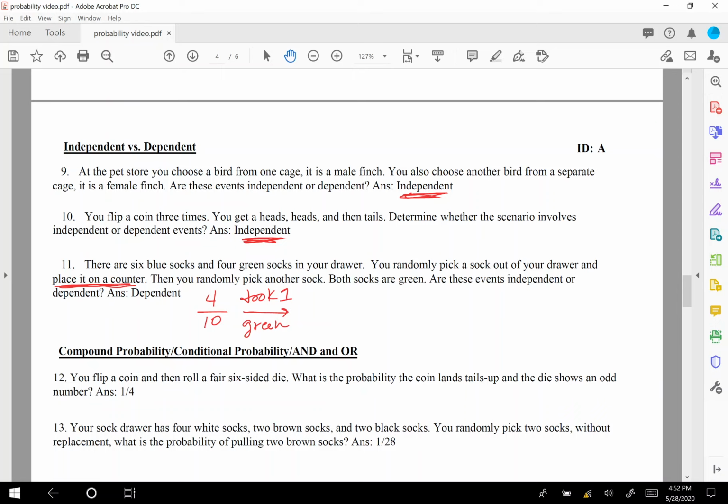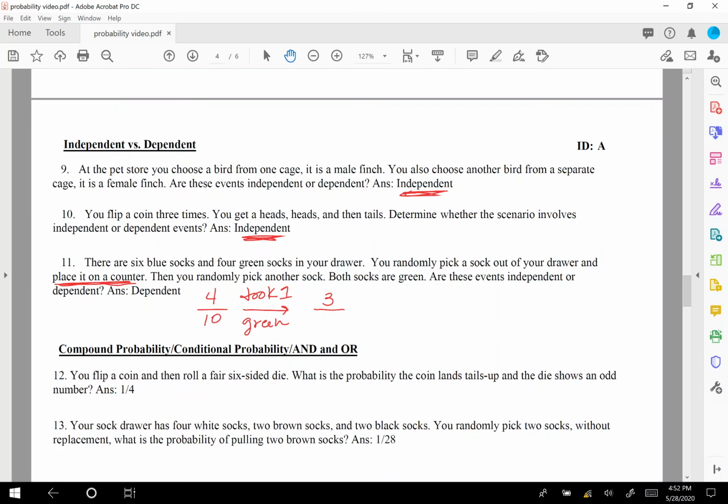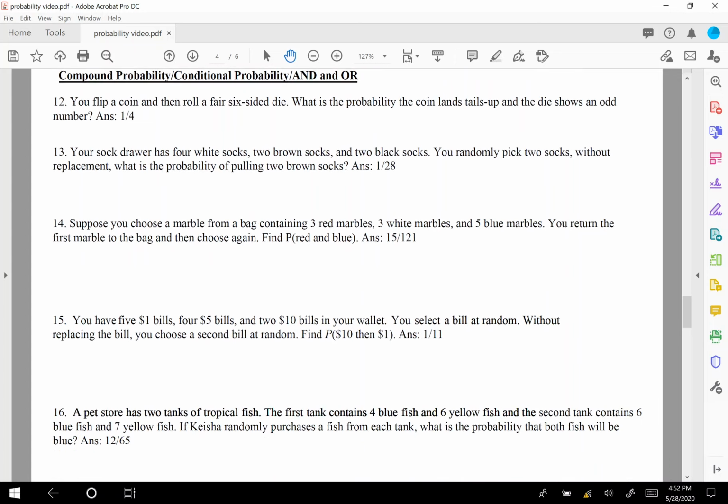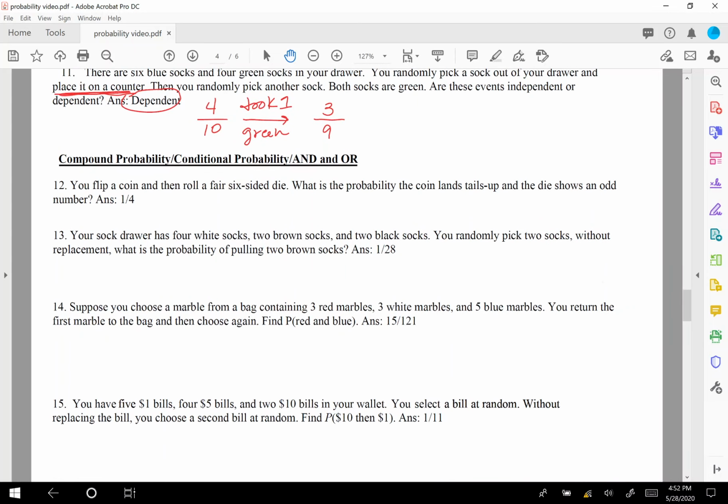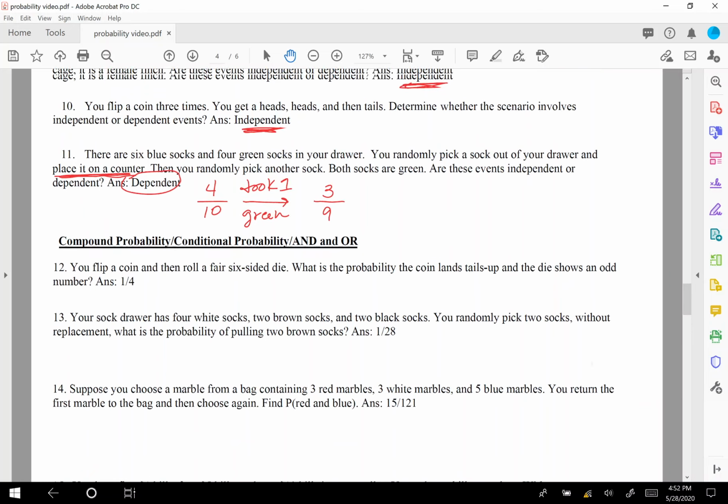Well, now think about it. How many green socks do you have? You no longer have 4 in there. You only have 3, in the drawer. And now the total number of socks: there were 10, but you took 1 out, so now it is 9. So your probability of getting a green sock went from 4 out of 10 to 3 out of 9. Very different numbers. So taking that sock out without putting it back in is the cause of a dependent event. It changes the probability of the next one. Okay, next thing we have here is compound probability, conditional probability, and then the and/or.